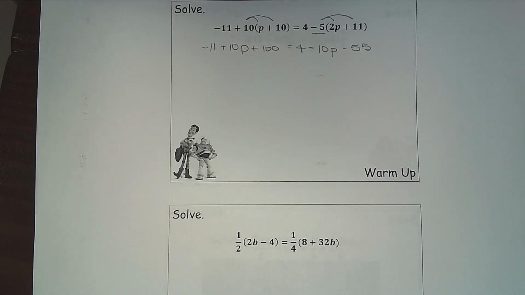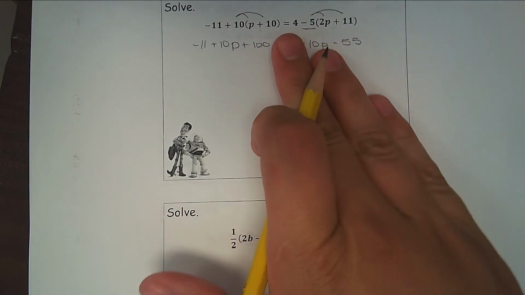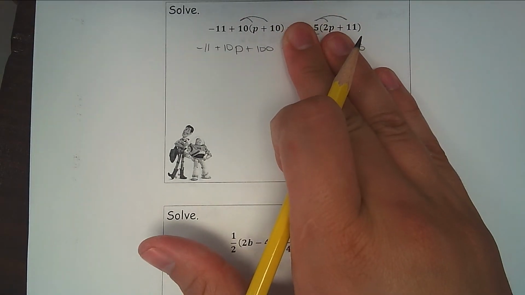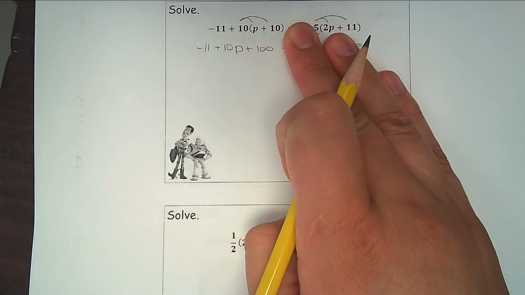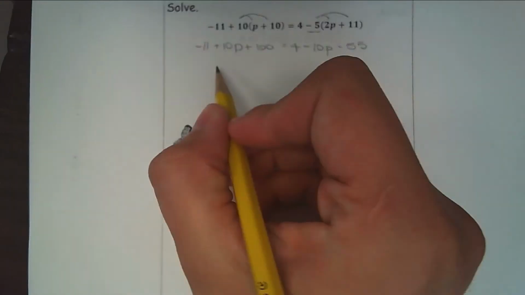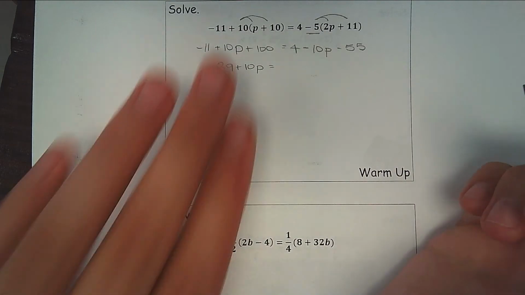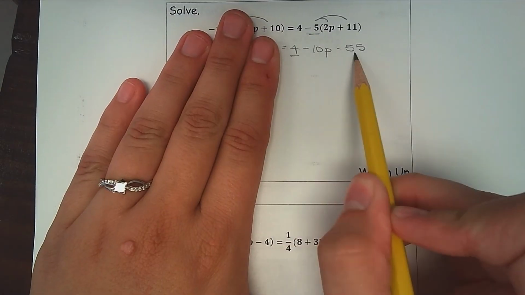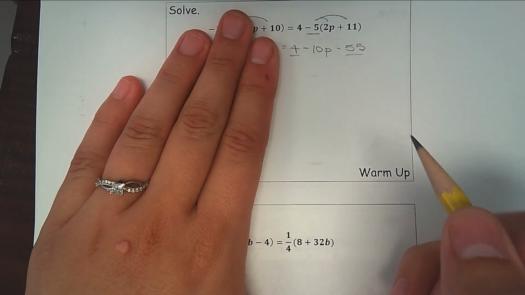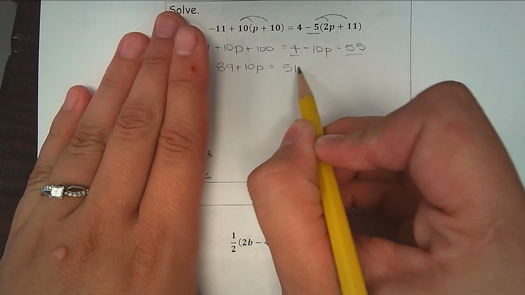My next step was to combine like terms on both sides. So on this side of my equal sign, I have a negative 11 and 100, which is gonna give me an 89. And on this side, my like terms, I have a 4 and a negative 55, which gives me a negative 51.